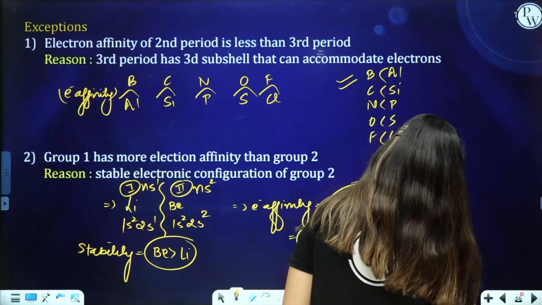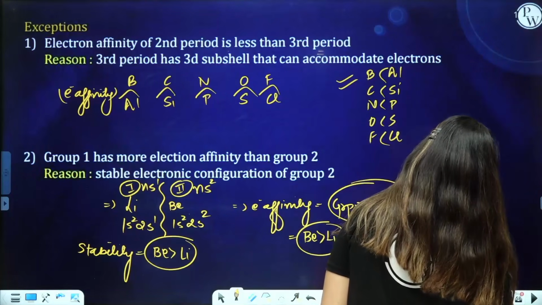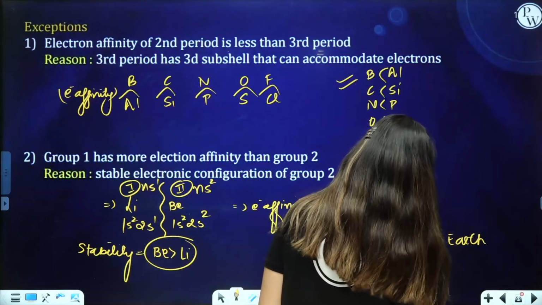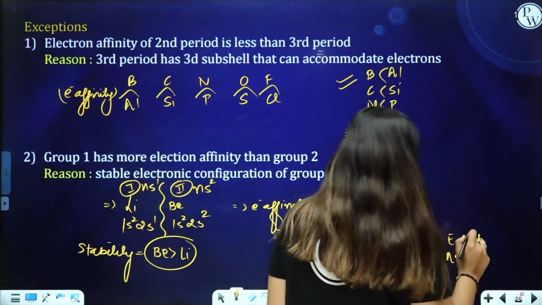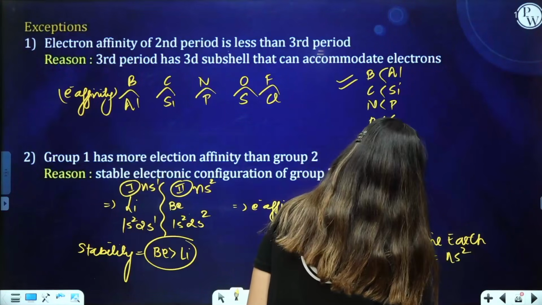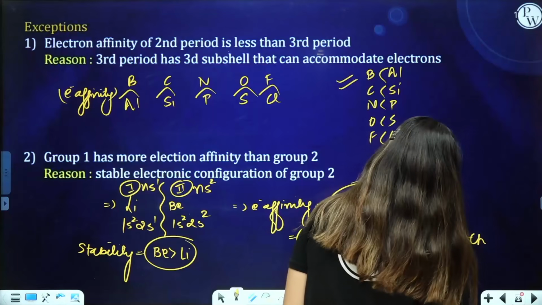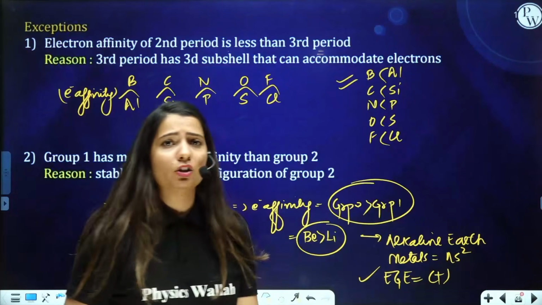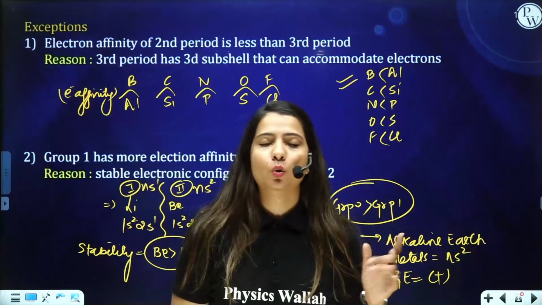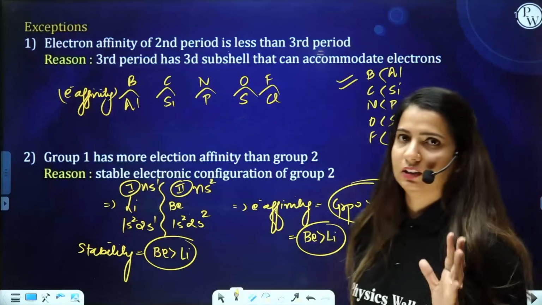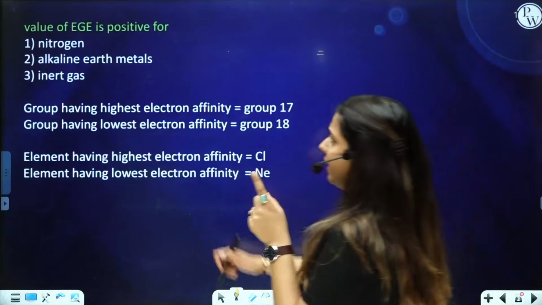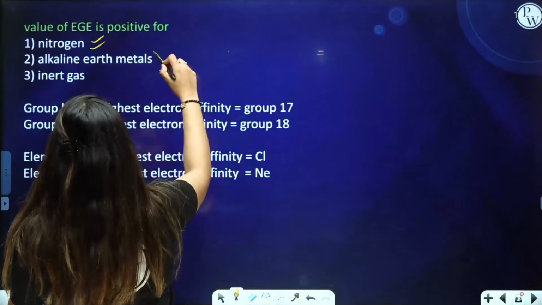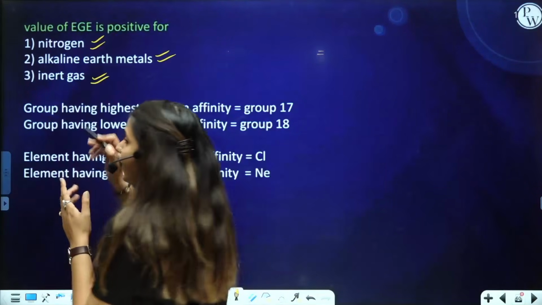And I should tell you one more very important thing: alkaline earth metals have the electronic configuration ns2, which is very stable, so they have positive electron gain enthalpy. Their electron gain enthalpy is positive. That means they do not want to accept electrons. So remember this very nicely. Nitrogen has positive electron gain enthalpy, along with alkaline earth metals and the inert gases.